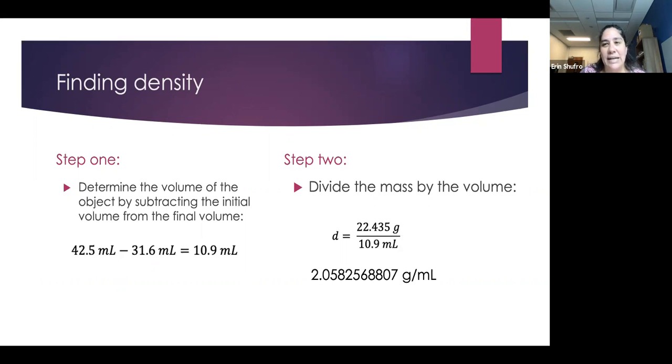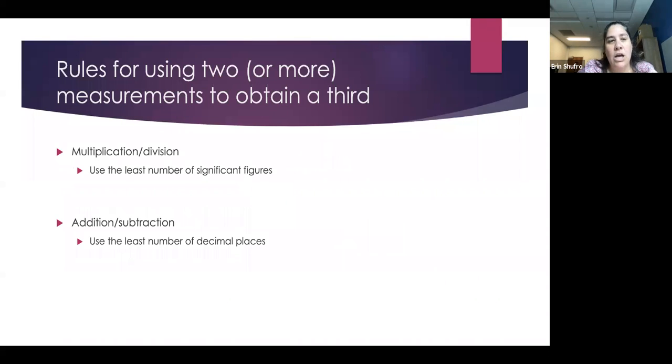Well, in science, we're really, really fond of rules, right? There are rules for everything, including rules for how to decide where you're going to make your cutoff. And the rules depend on what you're doing with your measurements. Whatever mathematical operation you're making determines where your cutoff is. There are two pretty common mathematical operations you're going to do in chemistry with your measurements.